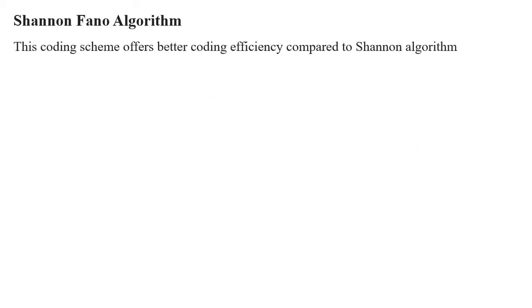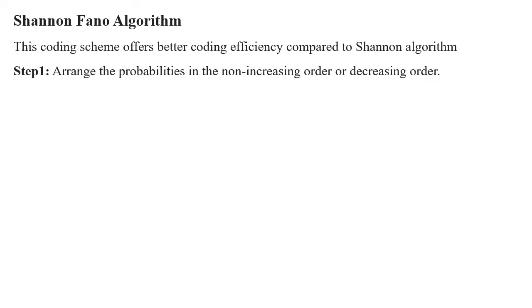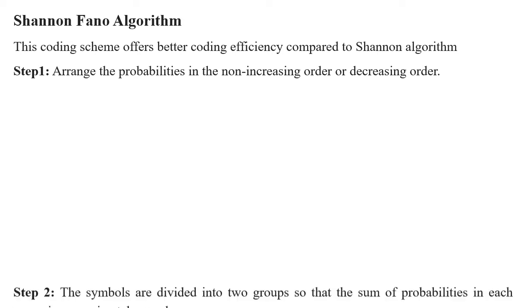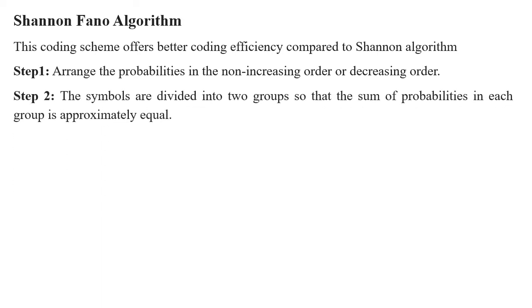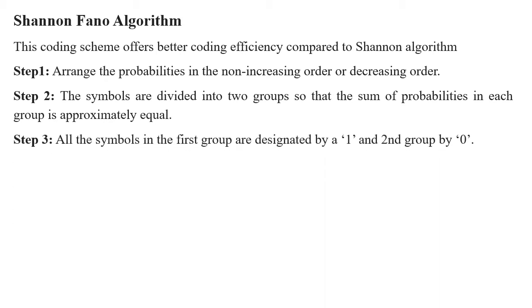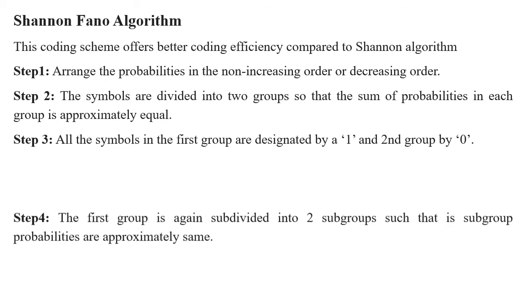Shannon-Fano algorithm. This coding scheme offers better coding efficiency compared to Shannon's algorithm. Step 1. Arrange the given probabilities in non-increasing or decreasing order. Step 2. The symbols are divided into two groups so that the sum of probabilities in each group is approximately equal. Step 3. All the symbols in the first group are designated by a 1 and the second group by a 0.